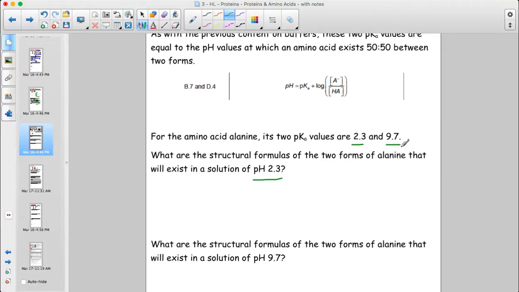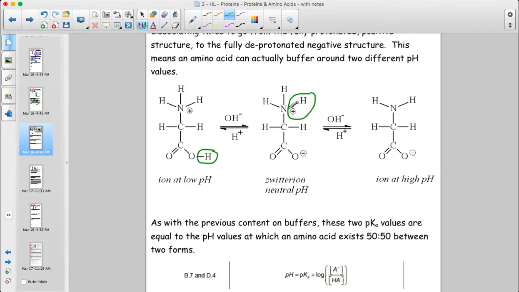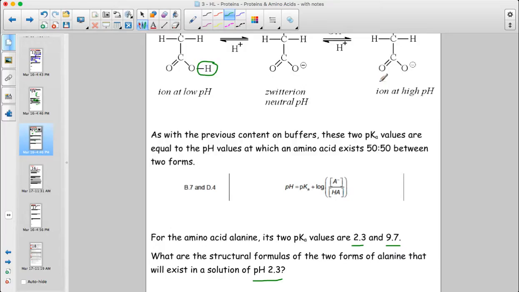At 9.7 being the second pKa value, so that's this proton, what it's referring to is how strong that acid is. And so at pH 9.7, you'd expect to have a 50-50 mixture of the Zwitter-ion and the negative form of the amino acid. So you've got those two pKa values, which refer to two values that the amino acid could buffer around, when you have 50-50 of these two forms and then 50-50 of those two forms.